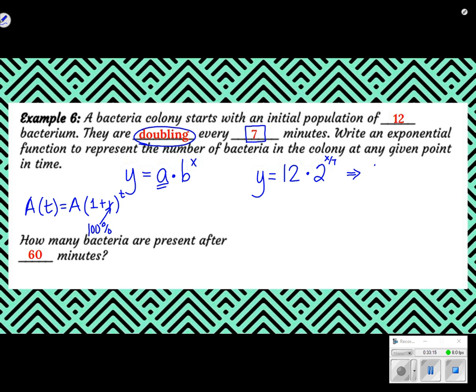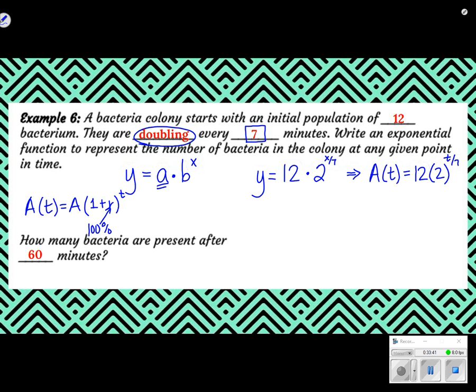If you wrote A of t equals 12 times 2 to the t over 7, it's the same thing, right? y and A of t are the same, x and t are the same, pretty much the same position, so you just have different variables, and that's okay. Unless they give you specific variables to use, you can go back and forth with these.